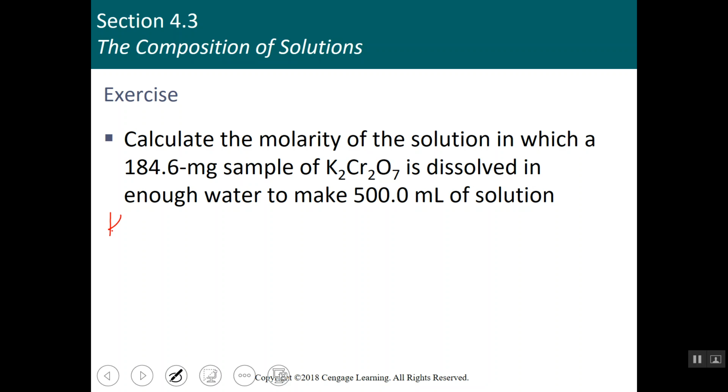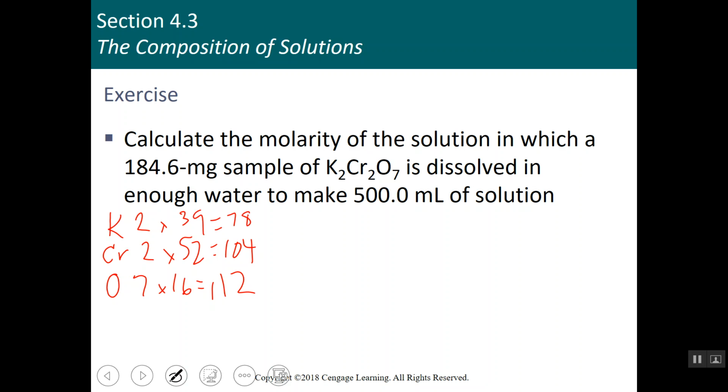So we have 2 potassiums, 2 chromiums, and then we have 7 oxygens. Oxygen has a mass of 16, and so if we multiply that out, we get 7 times 16, and we get 112. Chromium has a mass of 52, and we get 104 there. And then potassium has a mass of 39, and so we get 78 there. And so the mass of potassium dichromate is 78 plus 104 plus 112 gives us 294 grams per mole.